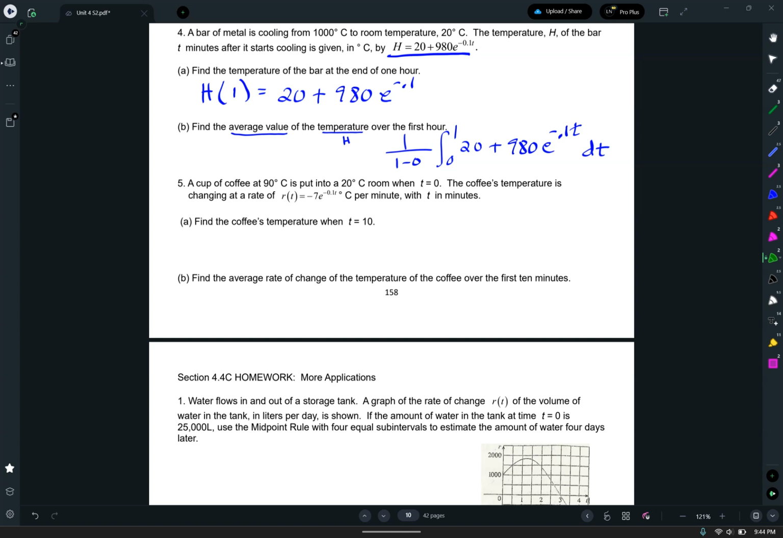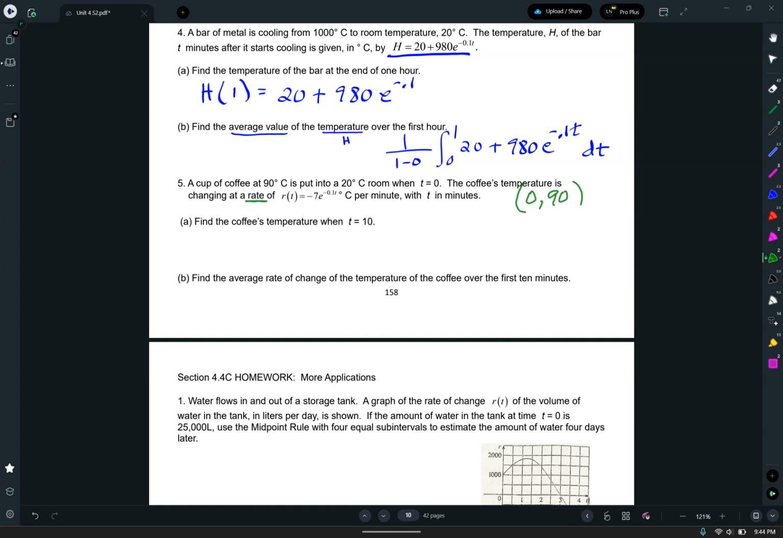A cup of coffee at 90 degrees is put into a 20-degree room when T equals 0. So they're giving me an ordered pair for the temperature: the temperature is going to be (0, 90). Okay, that's the temperature of the coffee. It says the coffee's temperature is changing at a rate of this. So this time the function they give me is not just the temperature function, it's the rate of change. In other words, it's the derivative of the temperature.